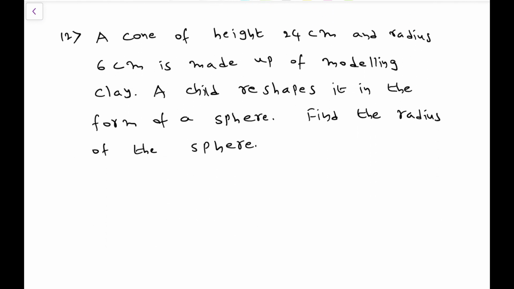Next question: a cone of height 24 centimeter and radius 6 centimeter is made of modeling clay. A child reshapes it in the form of a sphere. Then find the radius of the sphere. So what is happening here? One child has a cone made of clay, and he presses it completely and is now trying to make it into another form called a sphere. Then, if he is able to do that, what will be the radius of the sphere? Let us check clearly.